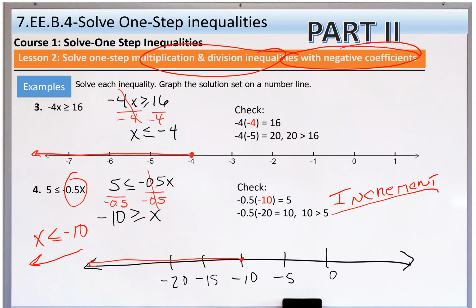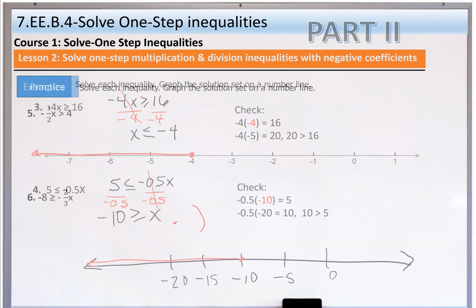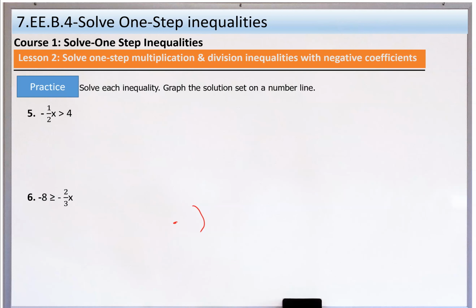Quick check here. I'm going to evaluate the expression at negative 10 and negative 20. And I see that when x is negative 10, it's true. It's equal to 5. And when x is negative 20, it is indeed greater than 5. We'll leave it there.